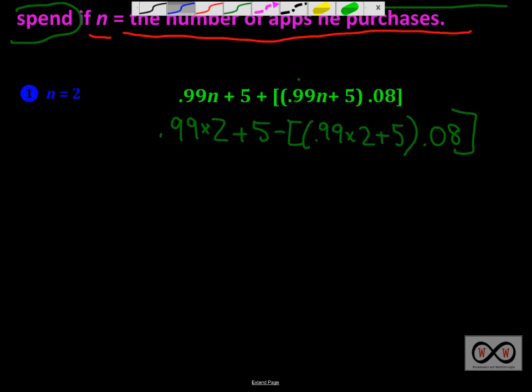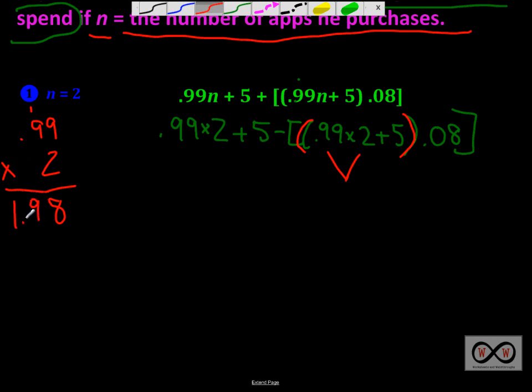So in this innermost portion of the problem, we have 99 cents times 2 plus 5, so let's take care of that. All right, so let's see, 99 cents times 2. You could multiply that out. You could use the traditional method. You could use lattice if you'd like. 9 times 2 is 18, plus 1 would be 19.